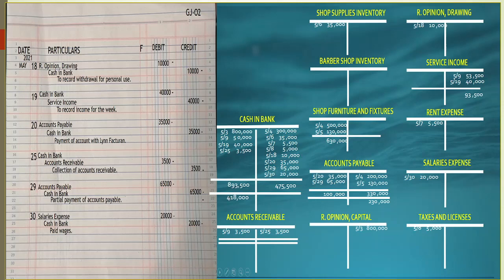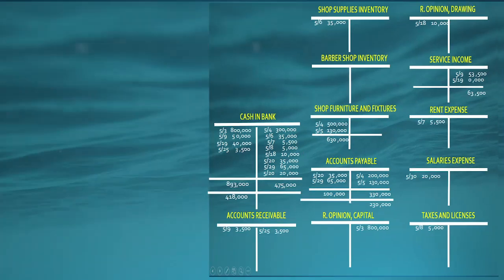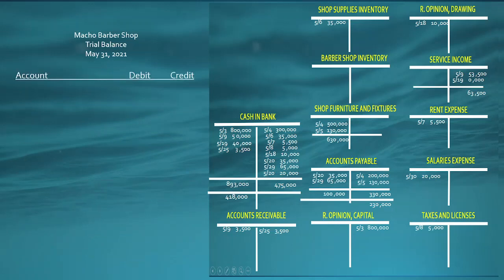The last one is the preparation of the trial balance. First thing to do is to write the name of the business, which is Macho Barber Shop, not the attorney's name. It must be the name of the business. Next is the type of report we are preparing, that is the trial balance. Next is the period, May 31, 2021. On the next line, you leave a few spaces, then you write the account titles, the debit, and the credit. And you have to list all the accounts with open balances. Open balances are like this one.